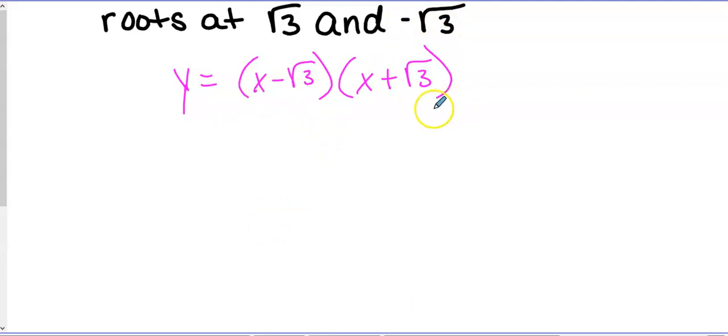And then, of course, we could multiply this out. So if you were told to write it in standard form, it would be x squared minus √3 times √3 is 3.